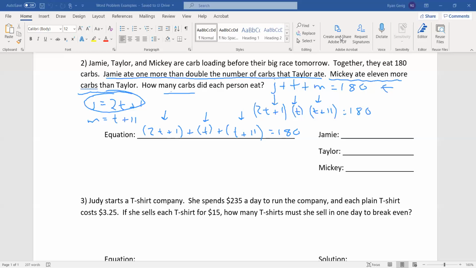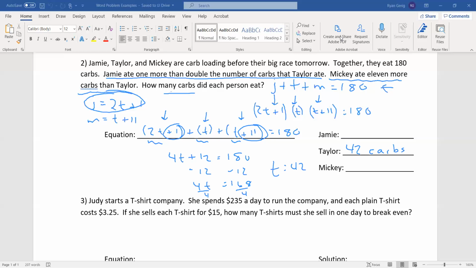Now I can solve this because there's only the letter T. I've got to combine those. 2t plus 1t plus 1t is 4t. And then 1 plus 11 is 12. Now I can solve for t. So I'm going to subtract 12. 4t equals 168. Divide by 4, and you get 42. T equals 42. So Taylor had 42 carbs.